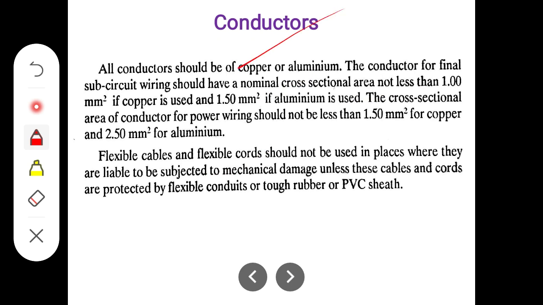Conductors: copper or aluminum. The sub-circuit should have a nominal cross sectional area of 1.0 mm square if copper, and 1.5 mm square if aluminum. The cross sectional area of a power conductor should be not less than 1.5 mm square for copper and 2.5 mm square for aluminum. Flexible cables and flexible cords should not be used in places liable to mechanical damage unless they are protected by flexible conduit. That is the type of conductor we can use, in conduit or concealed, and in the CTS or TRS system.